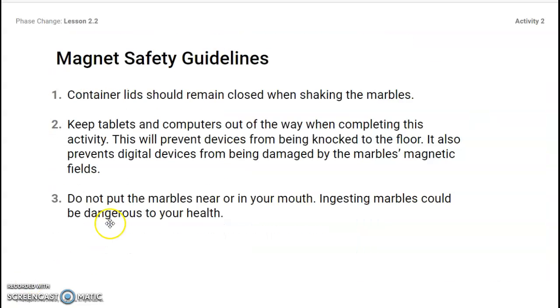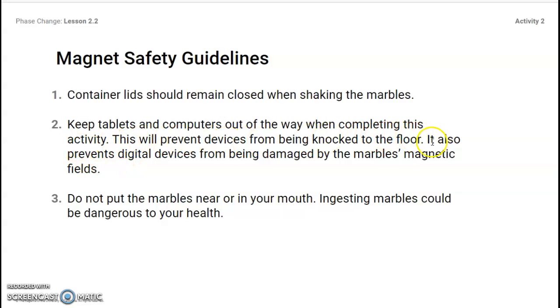With the magnetic marbles activity today, the guidelines are really going to be more like this. Container lids should remain closed when you're shaking the marbles. Do not open the container lids, keep them closed. Keep your tablets and computers and things that have magnets in them away for this activity.